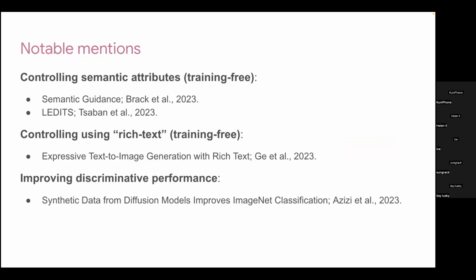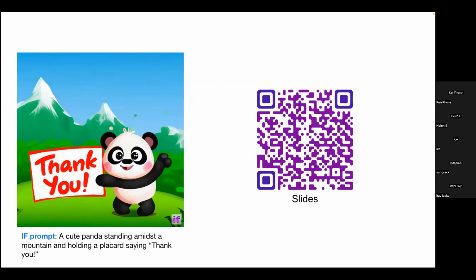So here are some notable mentions that I couldn't include in my slides. If you wanted to control subtle semantic attributes in a training-free manner, semantic guidance is a pretty cool work. And of course, you can do a lot with just your prompts. If you want to write very elaborate prompts, then the work on Rich Diffusion is also pretty cool. It introduces the idea of controlling the generation quality by using rich text prompts. And it's also possible to improve the discriminative performance, the classic seminal ImageNet performance, by using synthetic data sampled from diffusion systems. And that's about it.